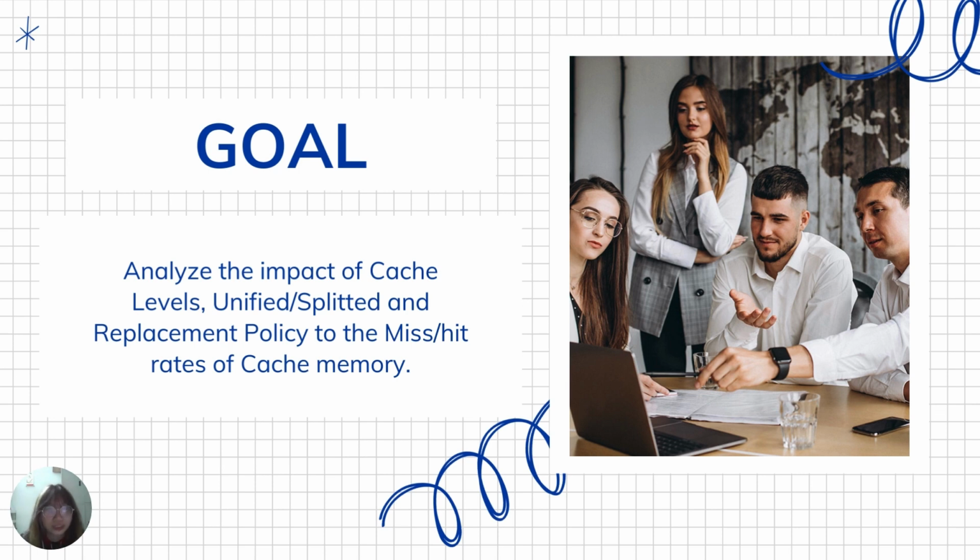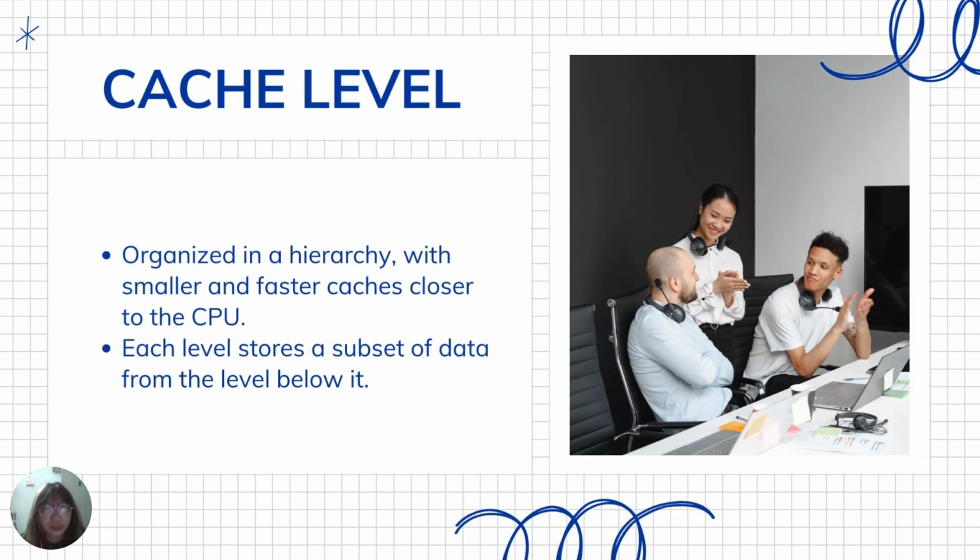So to understand more about the impacts, we need to know what the cache level, unified and split caches, and replacement policy are, as well as the miss rate of the cache memory. The first program here is about the cache level. The cache levels are organized in a hierarchy, with smaller and faster caches closer to the CPU core, and each level stores a subset of data from the level below.